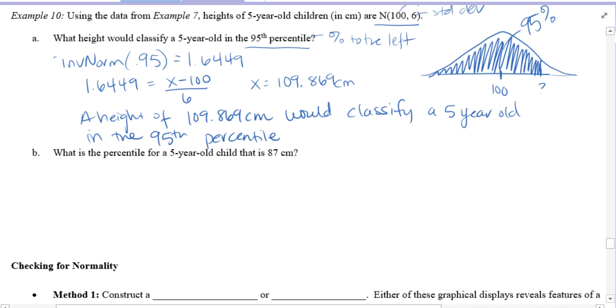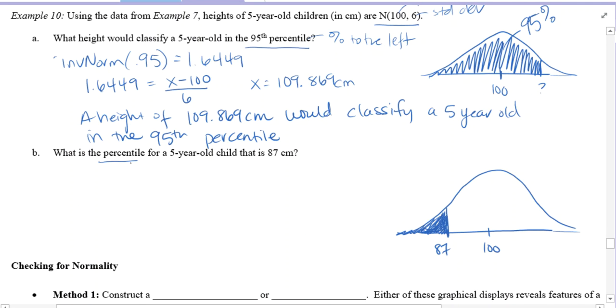Okay, part B. What is the percentile for a 5-year-old child that is 87 centimeters tall? Okay, so we're still centered at 100. So 87, we don't quite know how low that is, but it's on this side somewhere. I just don't know graphically how far to draw that, but I don't know the z-score. So this one's a little bit different. Here we have, do we know the percent? No, we're asked to find the percentile.